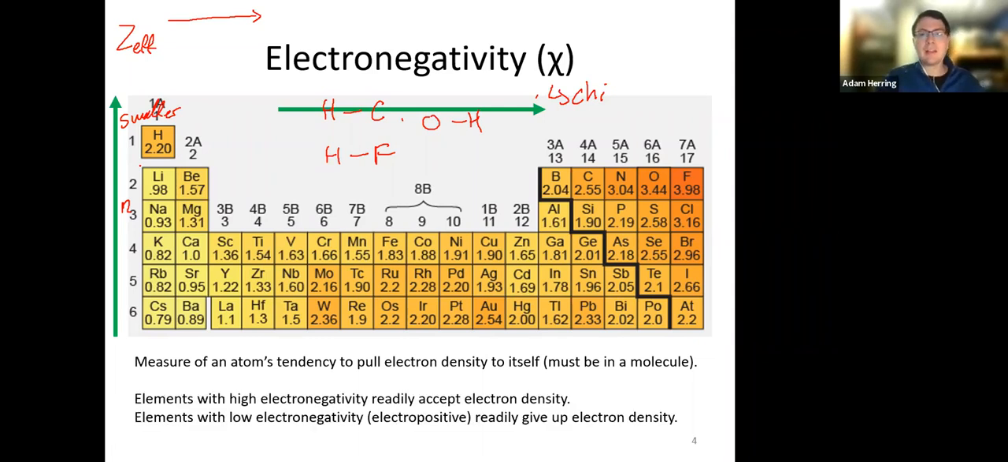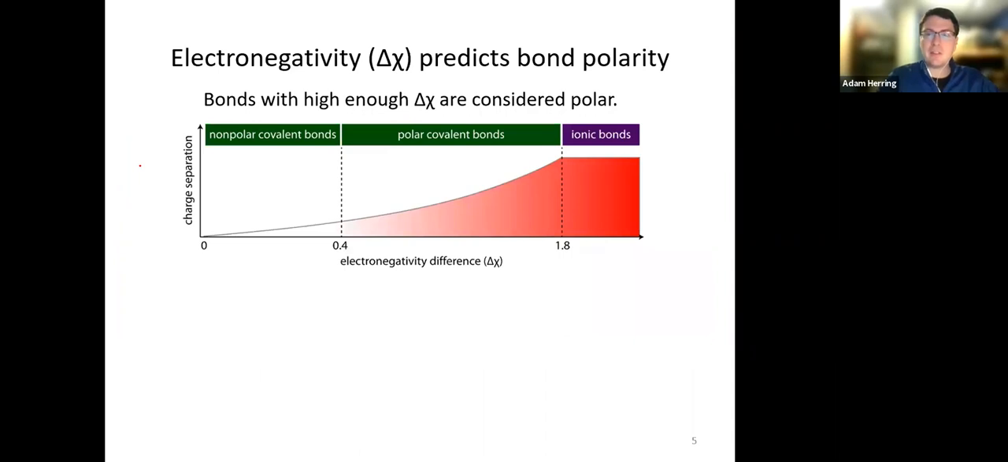So elements with high electronegativity tend to accept the electron density. Elements with low electronegativity, we also refer to that as being electropositive, they will give up electron density. And so the differences in electronegativity is what will predict the bond polarity. If there's a high enough difference, then we consider those bonds to be polar. The range for the differences in electronegativity is between 0.4 and 1.8. Above 1.8, we call that an ionic bond, and below 0.4, we call that a nonpolar bond.